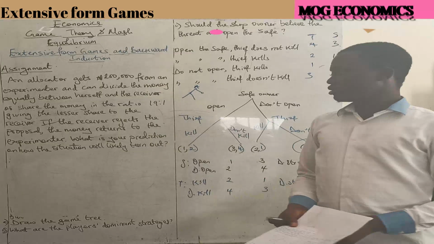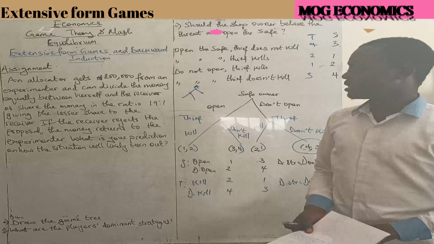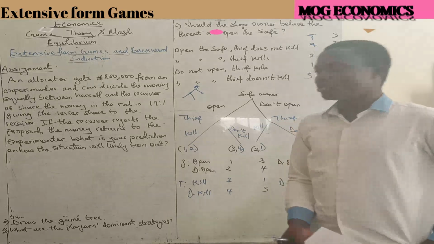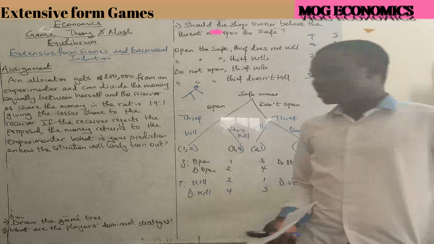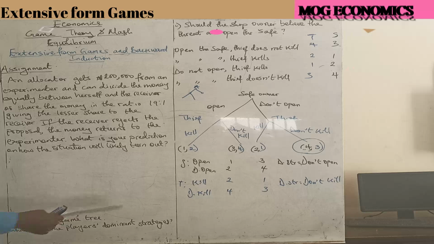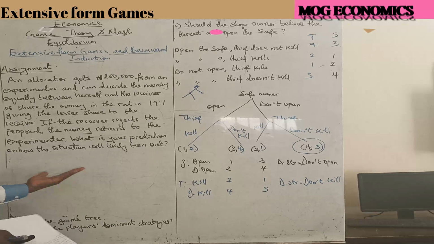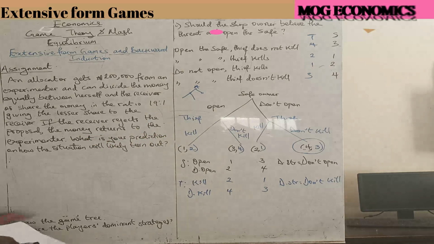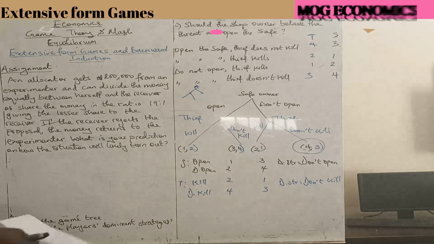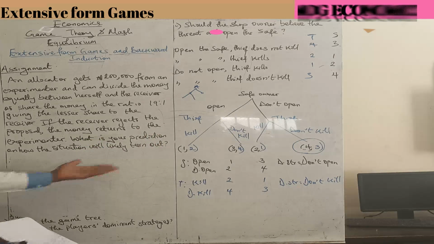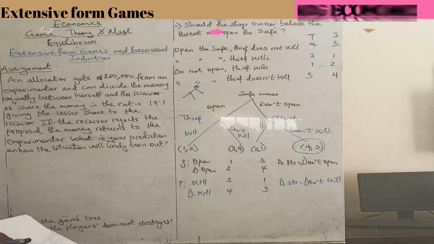So what is your prediction on how this situation will likely turn out? So what is this question asking you to do? I want you to present your answers in the form of a game, in the form of a tree. So that's what I mean. You present your solution in an extensive form game and then tell us what you think would likely be the turnout of this particular situation.